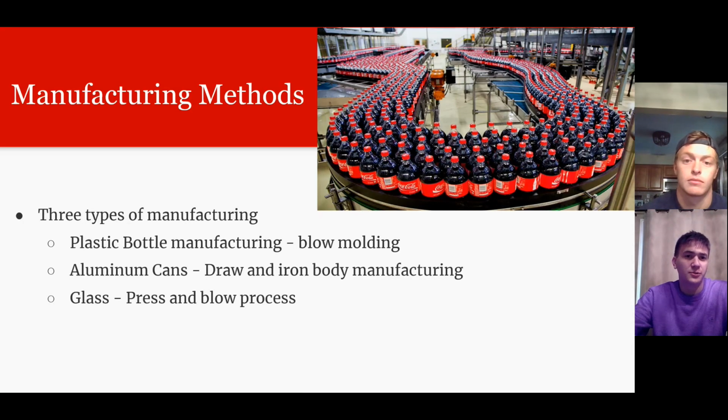So manufacturing methods for packaging for Coca-Cola's product: there are 3 types of manufacturing for their packaging, which is plastic bottle manufacturing, which involves blow molding, aluminum cans, which involves draw and iron body manufacturing, and glass, which uses press and blow processes. So, as seen in the picture, that is a can track which has all the finished plastic Coca-Cola bottles.